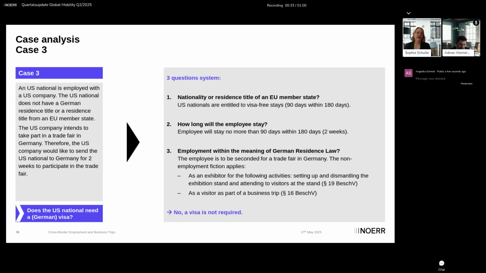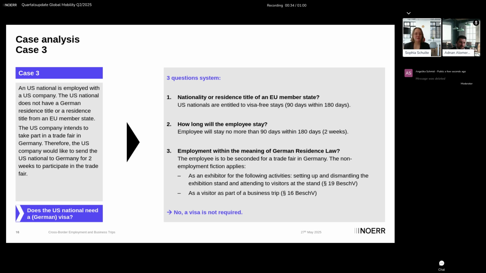With regard to our third case, in which we have a US national who is employed with a US company, and the employee is supposed to come to Germany to look after the exhibition stand of the US company at a German trade fair, we are always asking the same questions. US nationals are entitled to a visa-free stay in Germany. As the employee will only stay in Germany for 2 weeks, this is within the 90 days time limit, so we have no problem there.